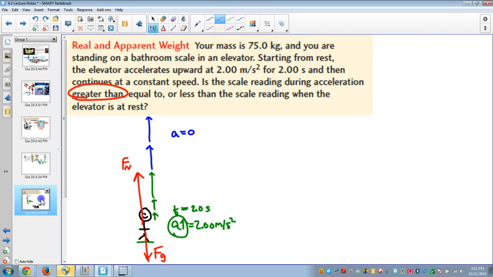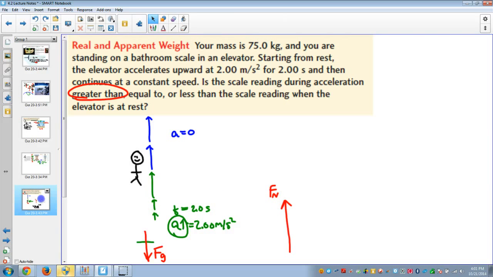Now, what if the question had asked, what does the scale read during this constant velocity period? Well, when my acceleration is 0, that means my net force is 0. Going back to that master sword, if I have no acceleration, that means I have no net force. So that means that the normal force is equal to gravity.